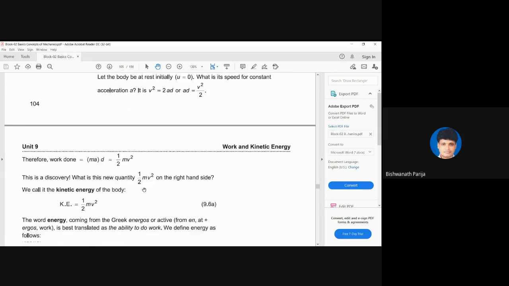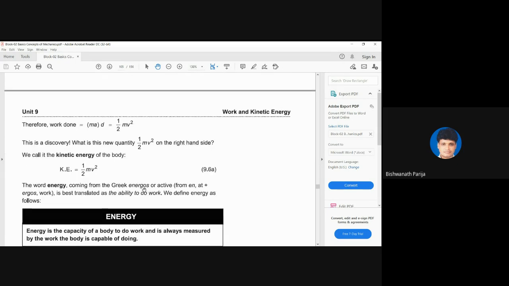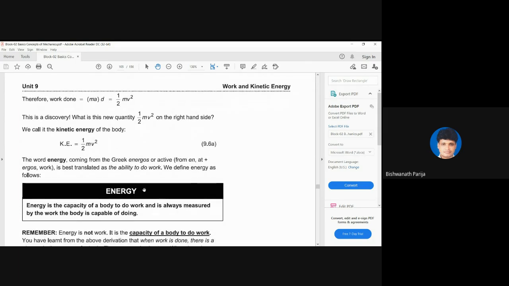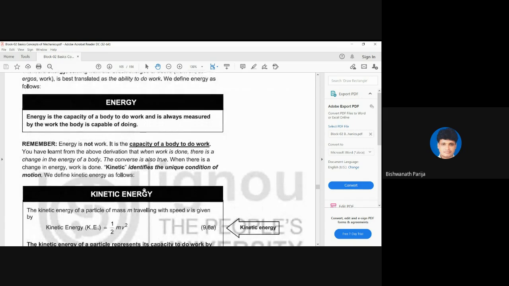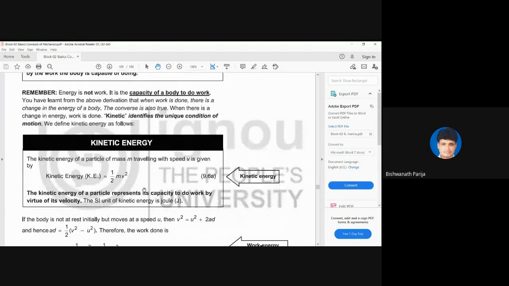Here we have verified this. Energy is the ability to do work. Don't worry about the meaning. Then you come to energy. Energy is the capacity of a body to do work, or the ability of the body to do work. It is always measured by the work the body is capable of doing. So kinetic energy is half mv square.